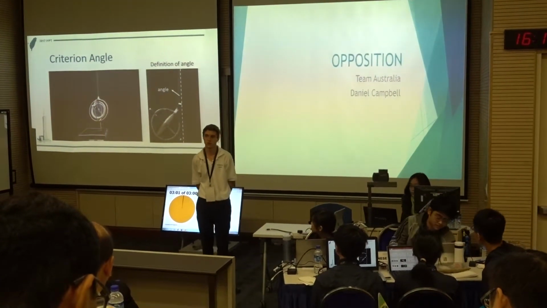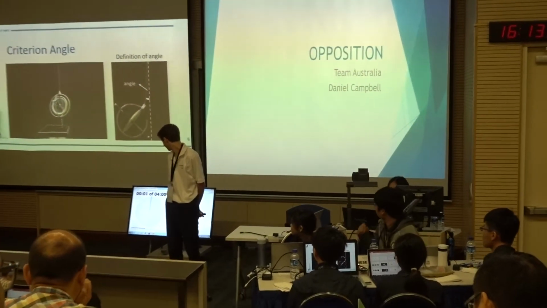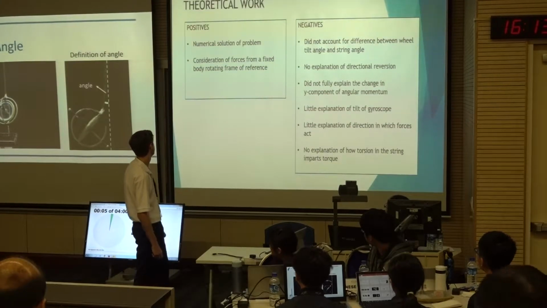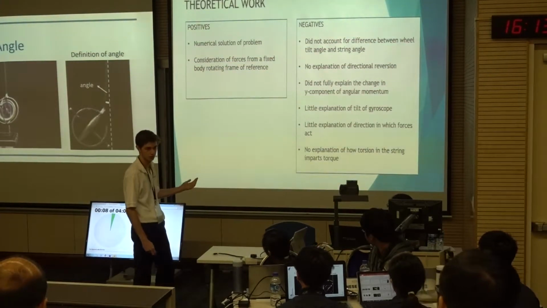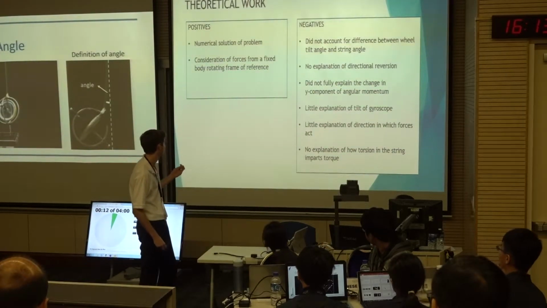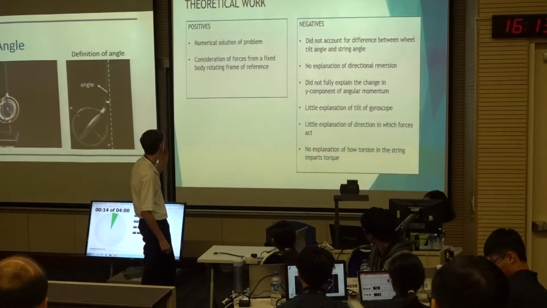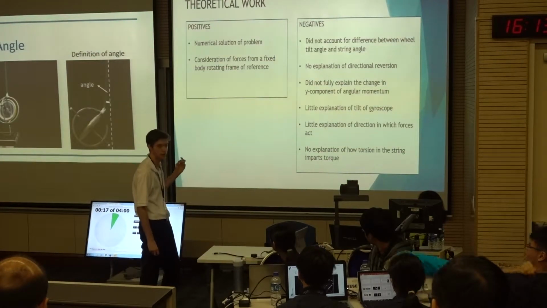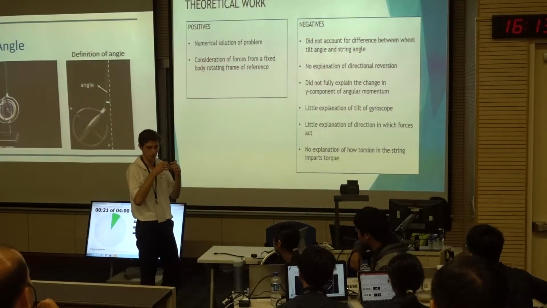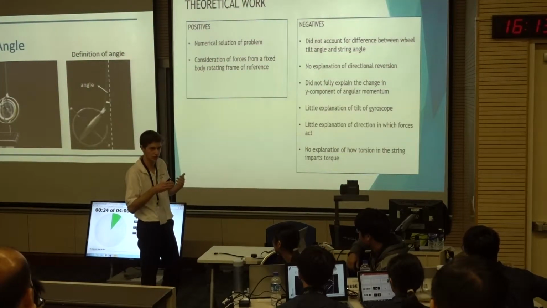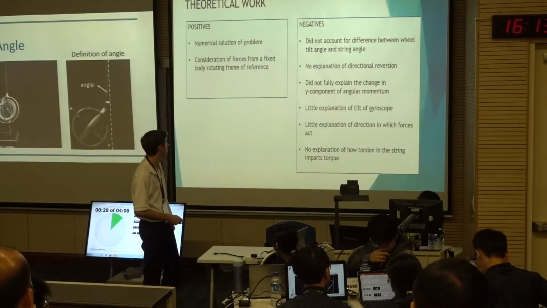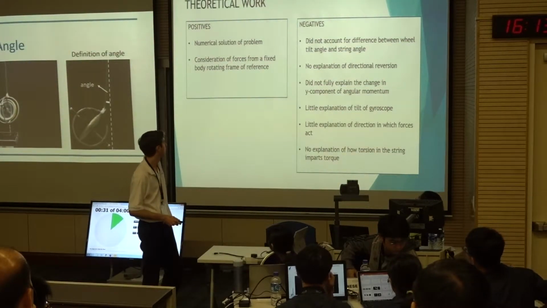Hello, my name is Campbell, and I'm going to be opposing torsion gyroscope. So I will first go over some positives of the theoretical work. I thought that the numerical solution to the problem was very impressive, and I really thought that it demonstrated a really strong understanding of the dynamics acting. The consideration of forces from a fixed body rotating frame of reference was very good in that without setting this frame of reference, the directions of the different relative forces acting are changing. So I thought that was very well done.